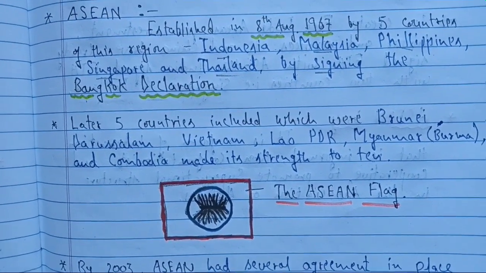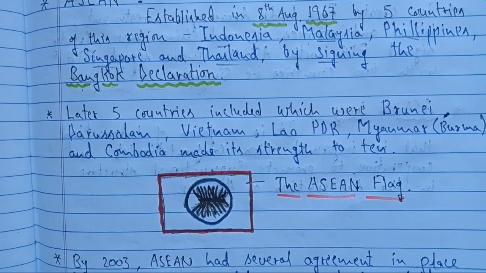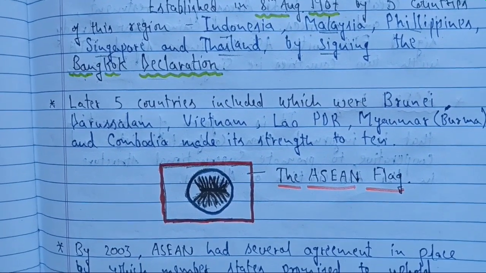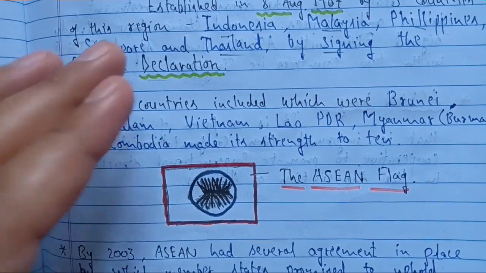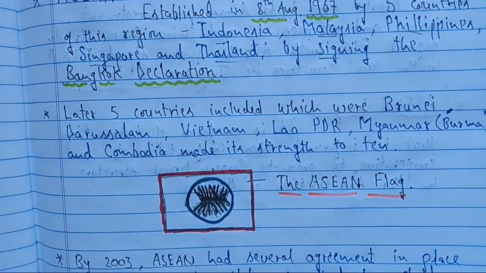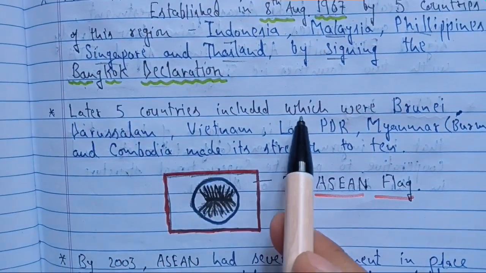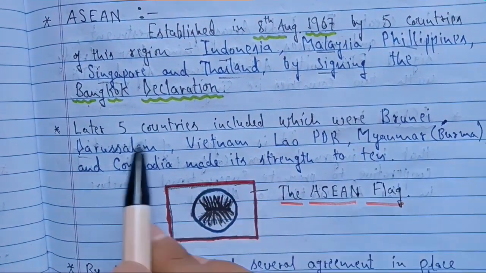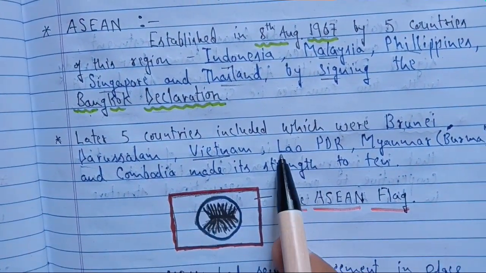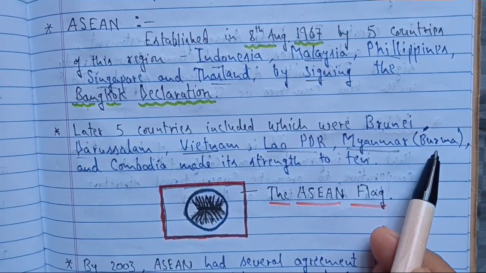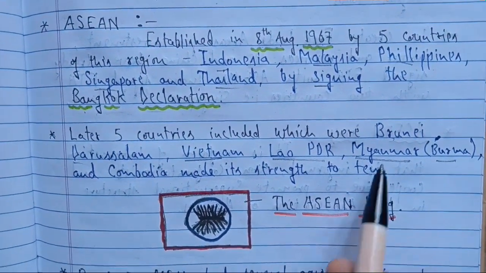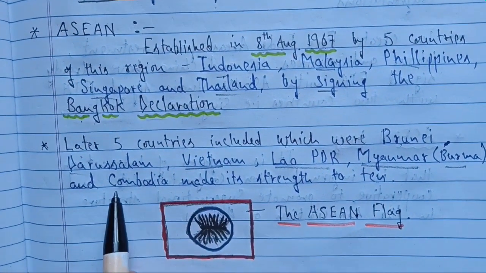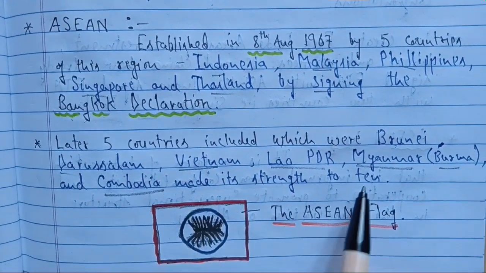Now moving forward, which countries later joined and collaborated with these 5 countries? They also wanted to join this group. The 5 countries later included were Brunei Darussalam, which is a single place, Vietnam, Laos PDR, Myanmar, previously called Burma but now Myanmar, and finally Cambodia. This made its strength 10.